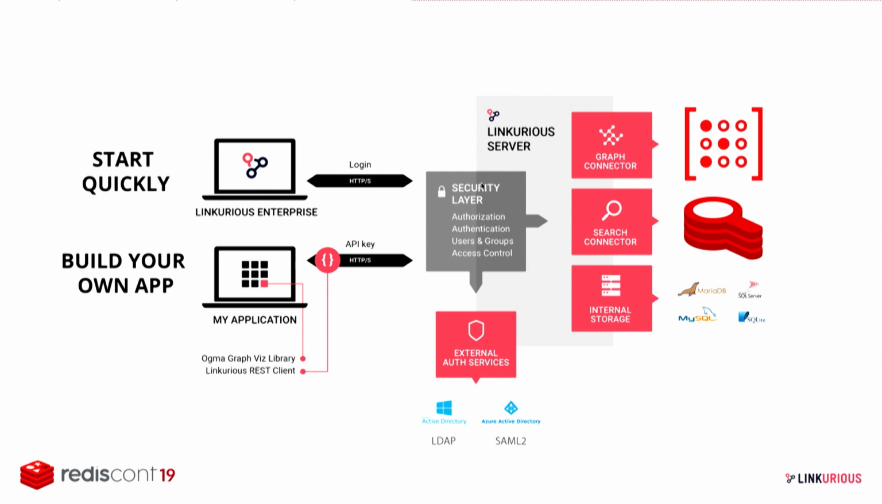To do so, you could either use your own backend or use our Linkurious server that will make it easy to integrate authentication, also a security layer, with graph database and graph search. And you will be able to store visualizations, make people collaborate on their data easily, and audit what's going on.